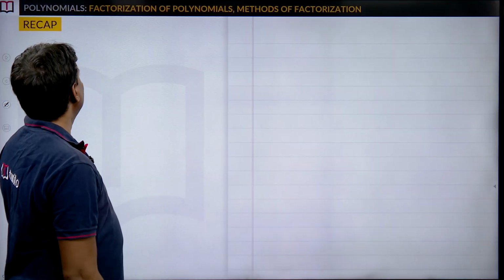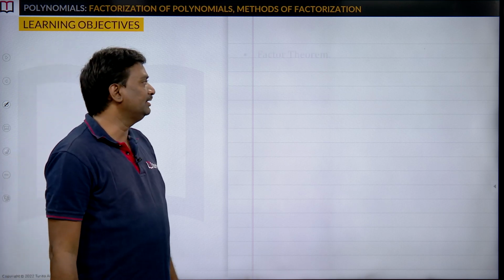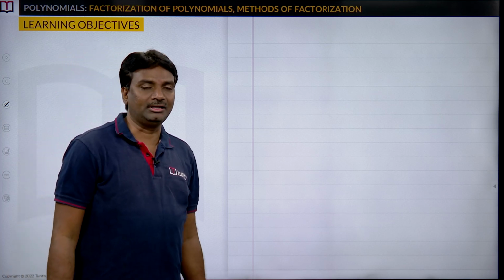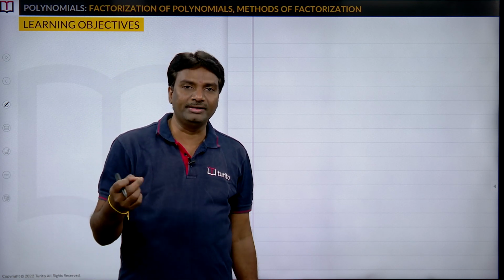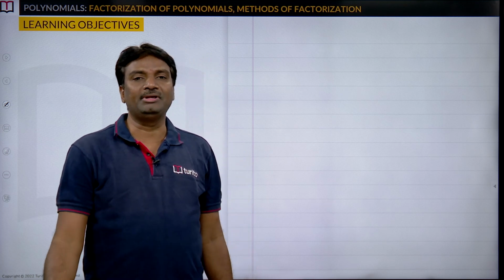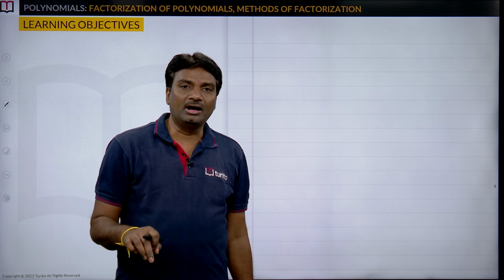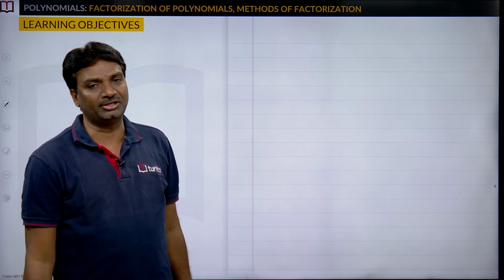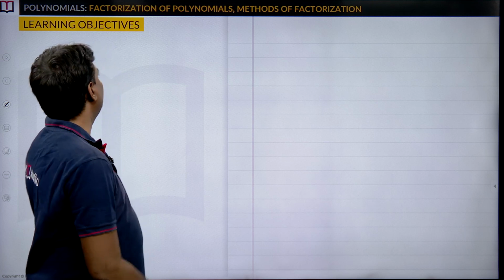Let us recap what we discussed in the last class: the factor theorem, and we have done some problems related to it. What is the factor theorem? Suppose p of x is any polynomial. If x minus a is a factor of p of x, then p of a equal to 0. Similarly, for a polynomial p of x, if x minus a equal to 0, then p of a equal to 0. So, that is the factor theorem, and we have done some problems related to that.